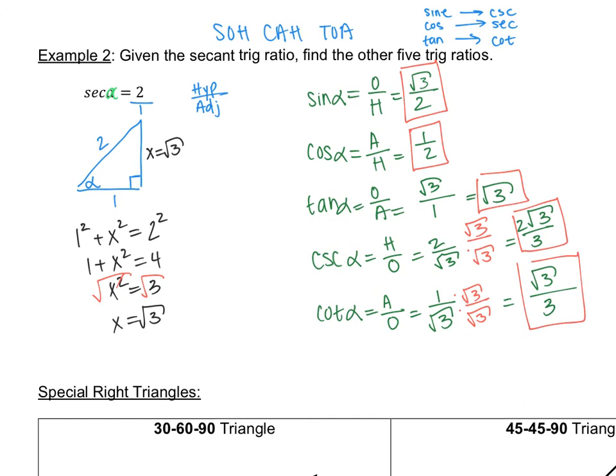And now I have all six trig functions. So 1, 2, 3, 4, 5: sine, cosine, tangent, cosecant, cotangent, and secant that they gave us.